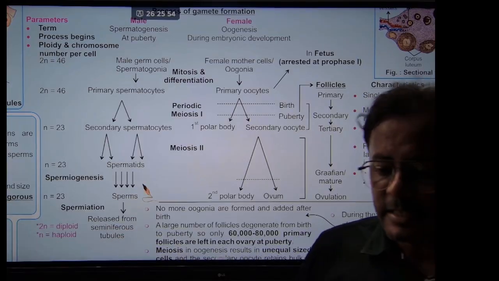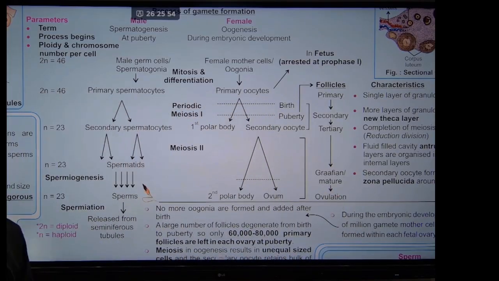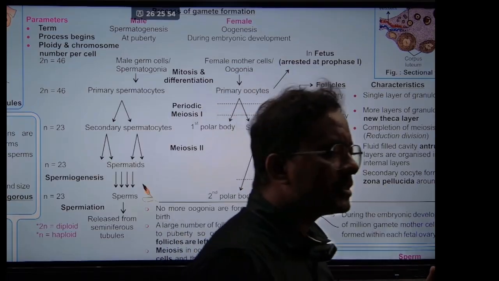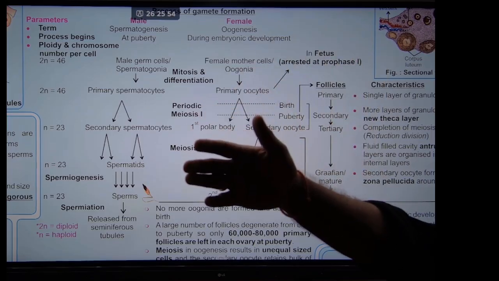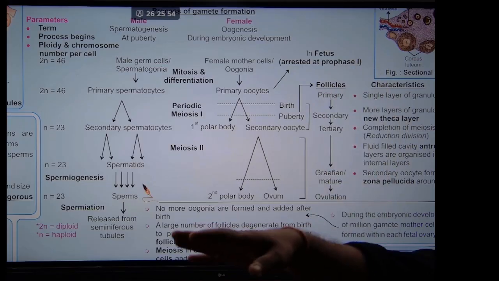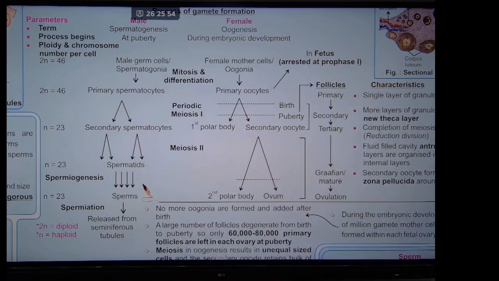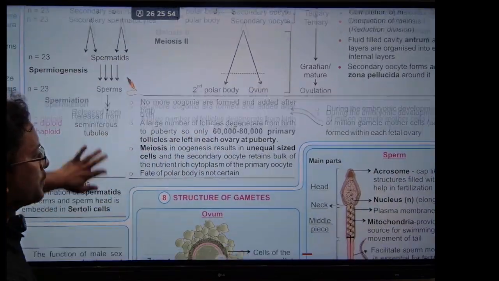Okay? Now, what is the difference between spermatogenesis and oogenesis? Spermatogenesis starts at puberty. Oogenesis starts in the embryonic life. In spermatogenesis, one primary spermatocyte divides to form 4 sperms. In oogenesis, one primary oocyte divides to form only one ovum. Okay? These are things you have to remember. Clear? Now, this is done. This sperm, okay, good.